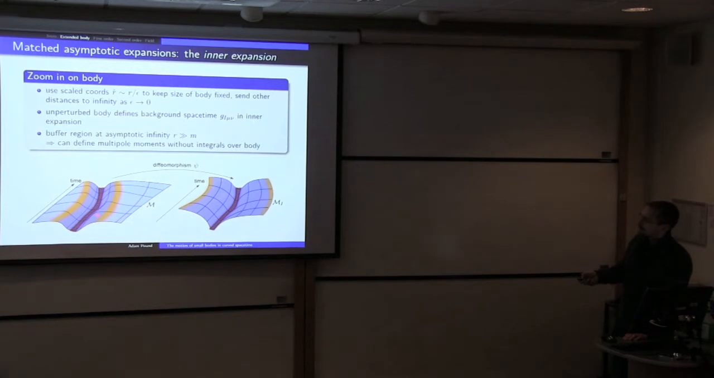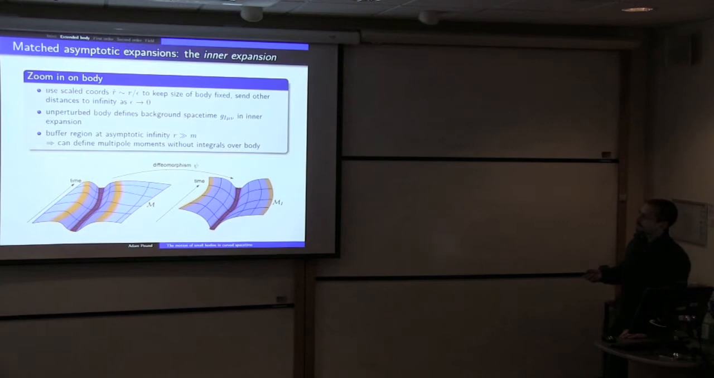This expansion is zooming in on that inner region right around the object. So here's the full space-time. Here in orange, I've got the buffer region, and I'm going to zoom in on the region contained inside the buffer region. The way I do that zooming is I use scaled coordinates, r tilde, which is the ordinary distance divided by epsilon, and I keep this scaled coordinate fixed as I take the limit of epsilon goes to 0. So what that means is I'm keeping the size of the object fixed and sending all other distances out towards infinity.